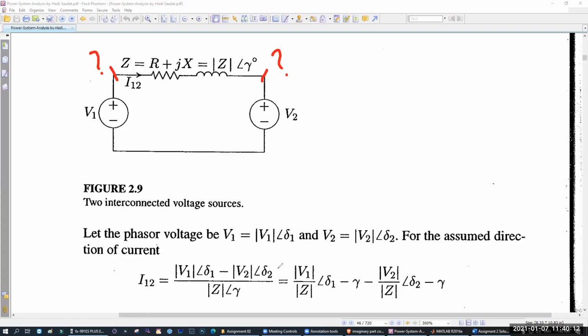So if I simplify this: V1 divided by Z, delta 1 divided by, not delta, this is gamma. So delta 1 minus gamma will be there. This is one part. Minus, then you have another part: V2 divided by Z, delta 2 minus gamma. Okay, got it, everyone?